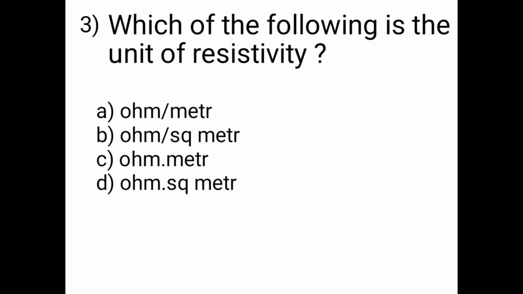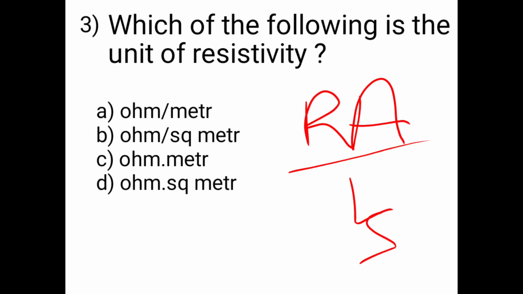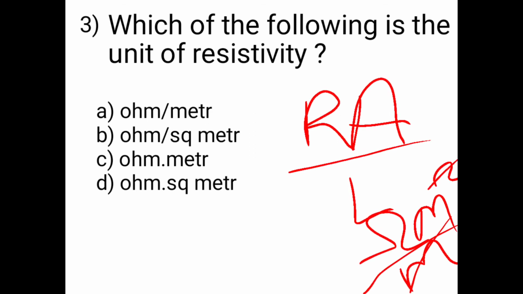Then next is, which of the following is the unit of resistivity? Options are A is ohm per meter, B is ohm per square meter, C is ohm meter, D is ohm square meter. So the formula of resistivity is resistance into area upon length, means ohm meter square upon meter. So the square and meter cancel, so here the unit is ohm meter. So option C is the correct answer, and the unit of resistivity is ohm meter.